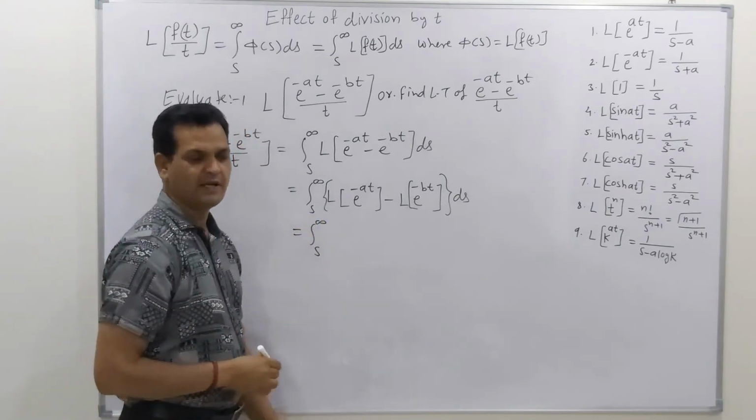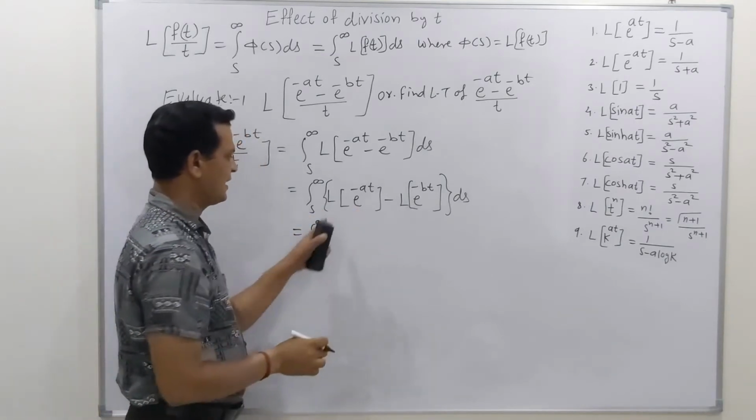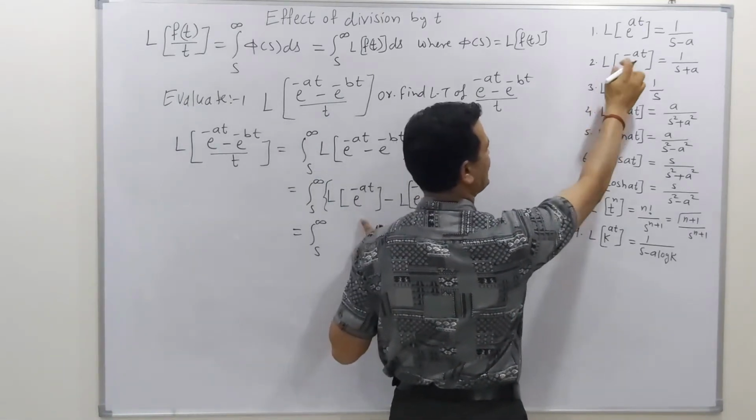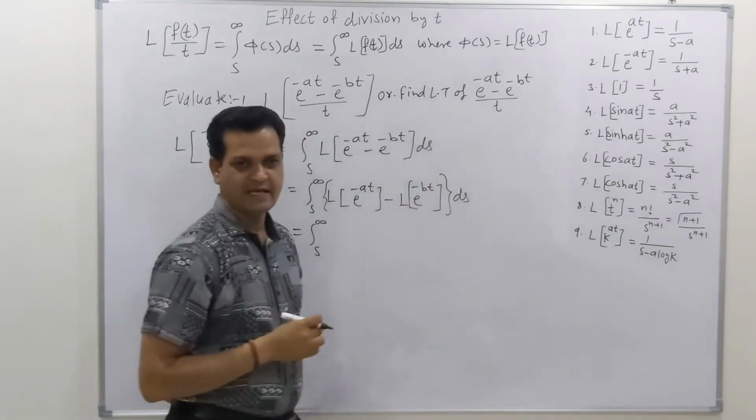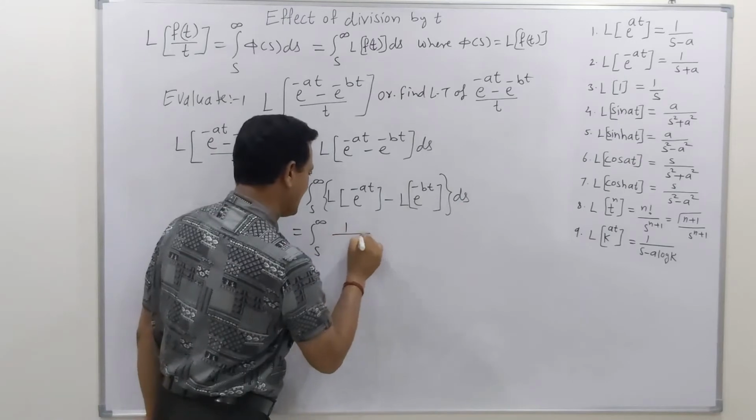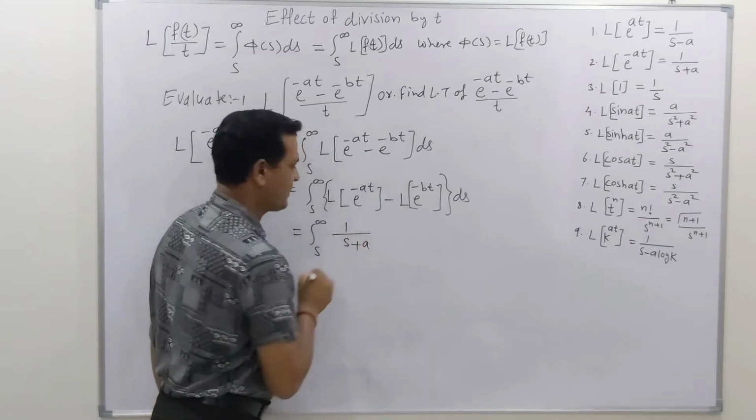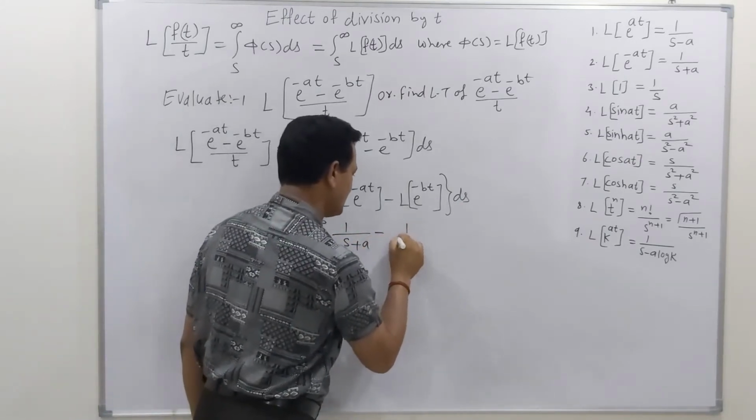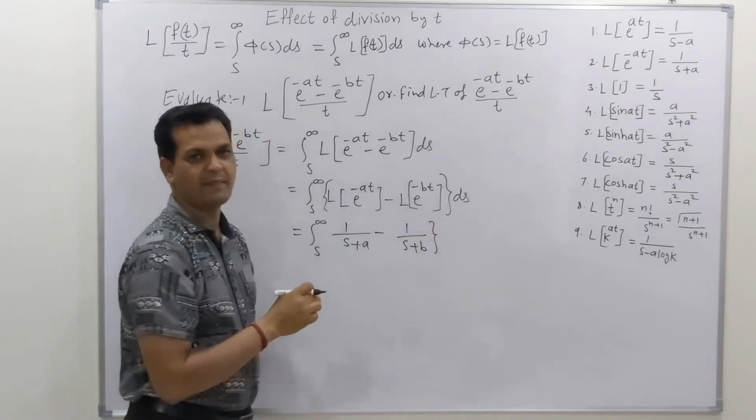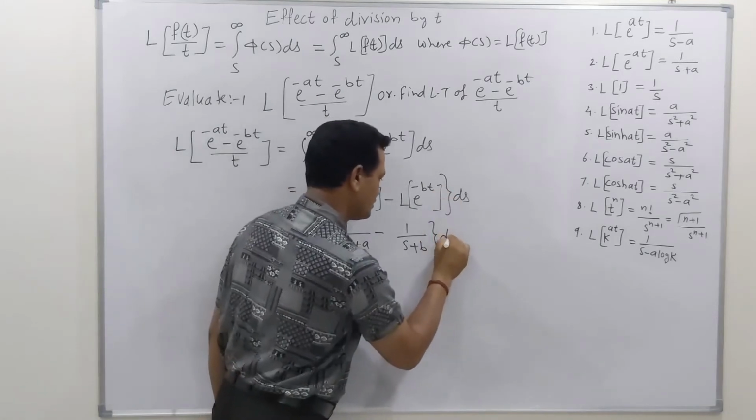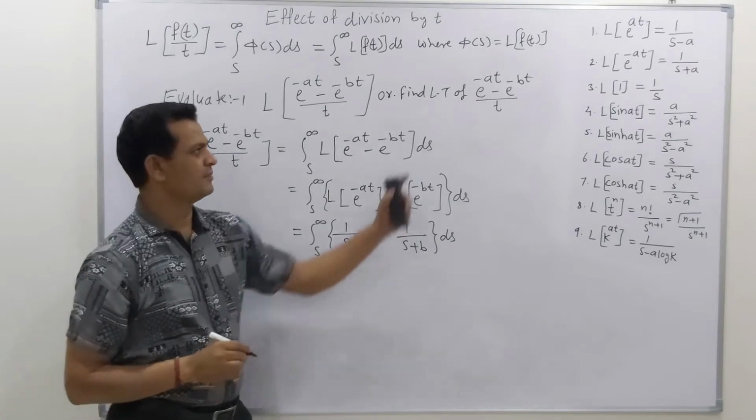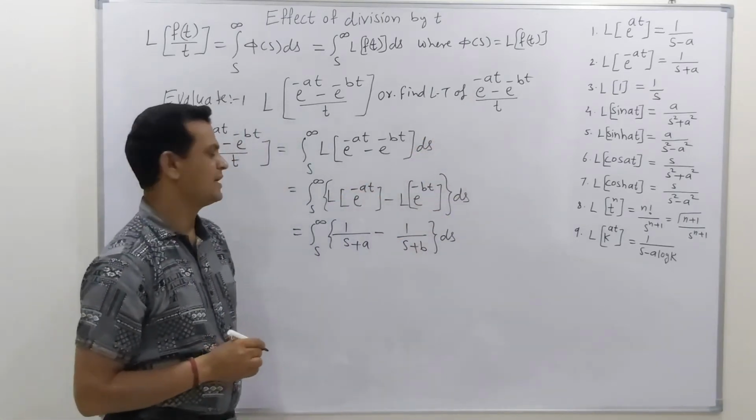We get this as integration s to infinity. So we know that Laplace transformation of e raised to minus at, so this is of the type e raised to minus at, which is 1 upon s plus a. So here value of a is a itself, so we get this as 1 upon s plus a. Again this is minus, this is 1 upon s plus b. So here value of a is b, so into ds. Now this is the value because of the standard result of the Laplace transformation.